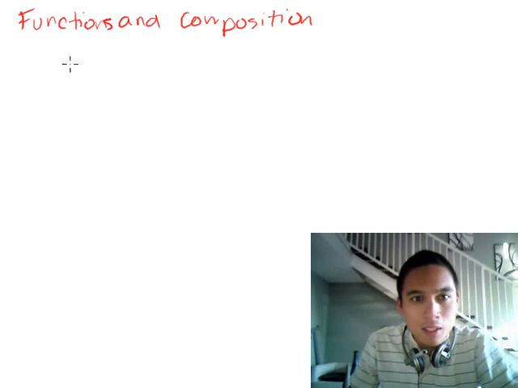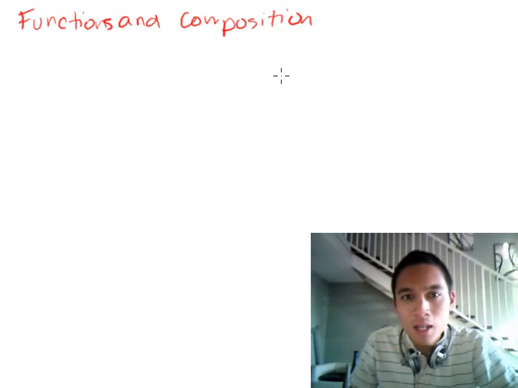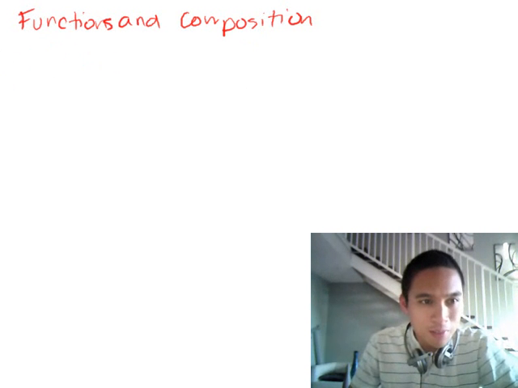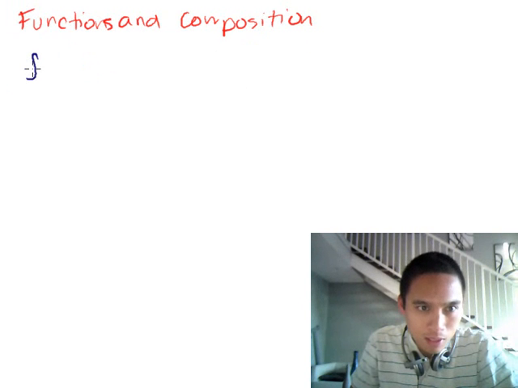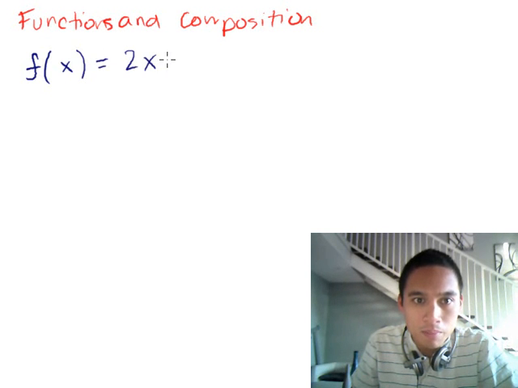Alright everyone, let's go ahead and take a look at functions and composition again, because I know we struggled with this a little bit last week, so figured we'll try it out again. So, let's remember what a function is and what function notation looks like. So let's write this function f of x. And if I said f of x is equal to 2x minus 1.